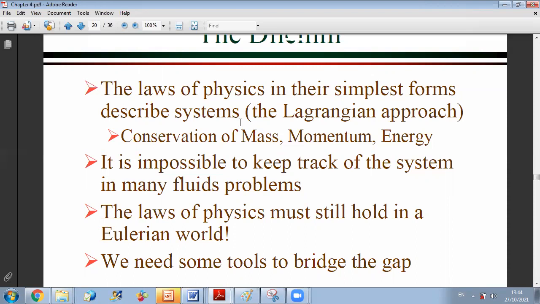Now, the problem in fluids is that it is impossible to keep track of the system in many fluid problems. In fluid problems, it's easier for us to explore what is happening in a certain region of space. This is why all physics laws that we know already should still hold in the Eulerian world. So I know, let's say Newton's law, sum of forces equals ma, which consists of tracking a particle with time. So let me also try to link the Lagrangian and Eulerian approach in an equation. This is to bridge this gap. We'll think about the Reynolds transport theorem, which will relate the properties of a system, which is the concept of the Lagrangian approach, and the properties of a control volume, which is used for the Eulerian approach.